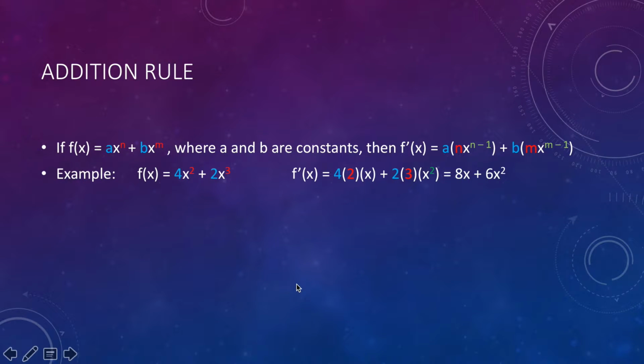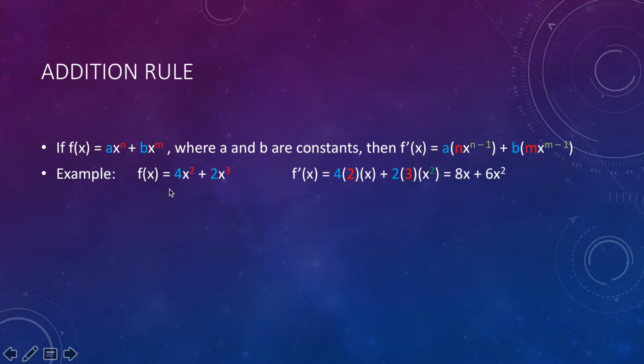So let's take a look at the addition rule first. So if f of x equals a times x to the n plus b times x to the power of m, where a and b are constants, then the derivative of that is just, and this is just applying the power rule and the constant rule that we talked about before.